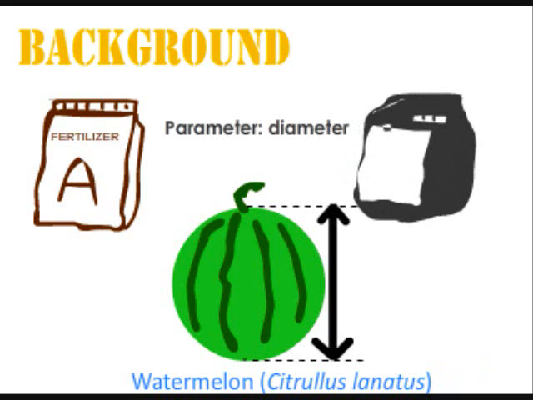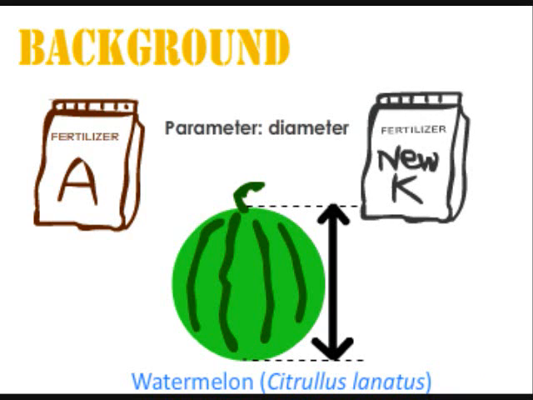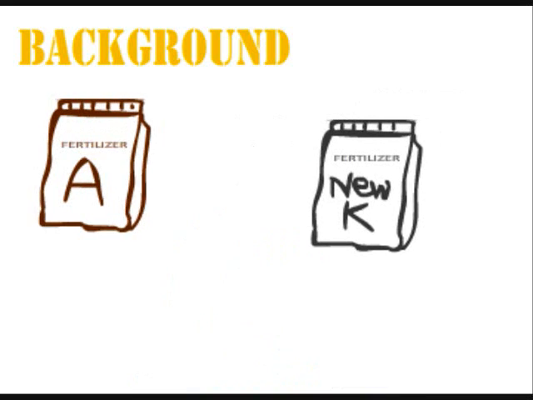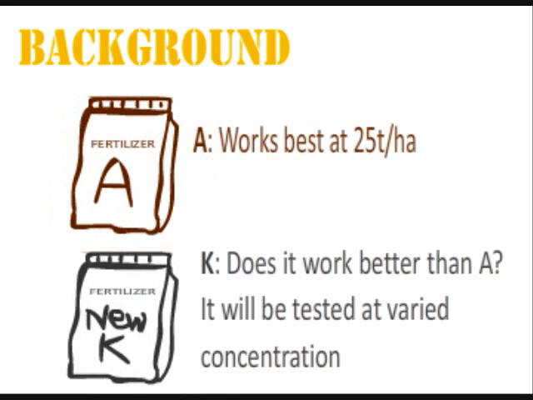As a better fertilizer produces larger watermelons, in this experiment, the parameter we choose to measure is the diameter of watermelon. From the research we've done, it is known that common fertilizers work best at 25 tons per hectare, so we assume this is true for A. However, as K is a new fertilizer, it may not work best at the same level.